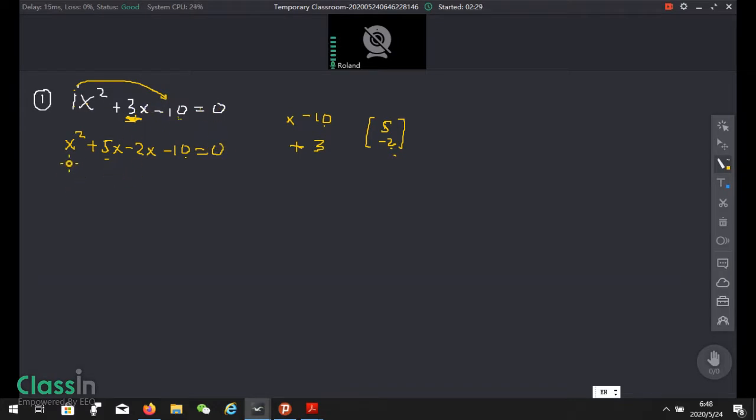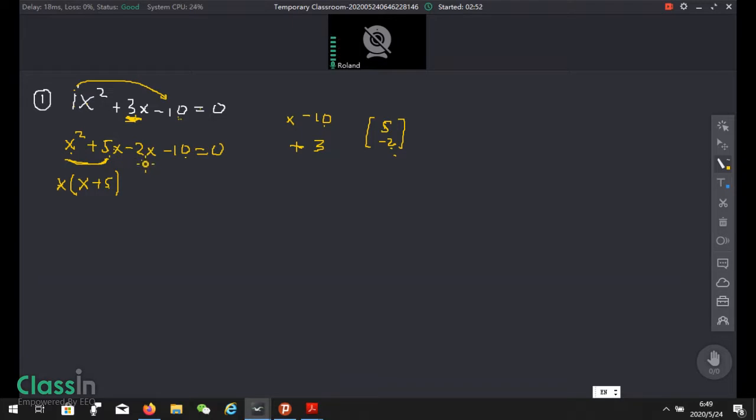Now we can take the first two terms and factorize. The common term among the first two terms is x. If we take x out, we have x plus 5, because when we open the bracket, x times x gives x squared, and x times 5 gives 5x.